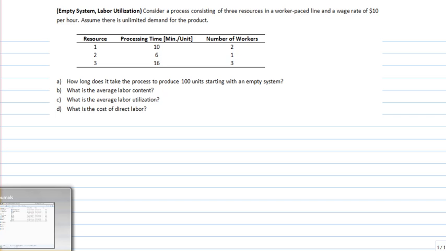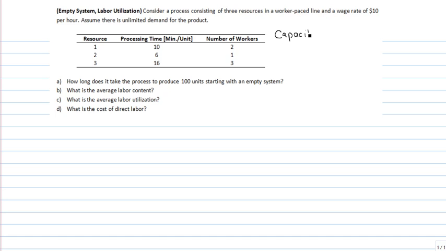The first step in solving this problem is calculating the capacity and flow rate for the system. Capacity is defined as the number of resources over the activity time, and let's add it to the table. In this instance, for resource 1, capacity would be 2 workers over 10-minute processing time. For resource 2, 1 over 6, and for resource 3, 3 over 16.